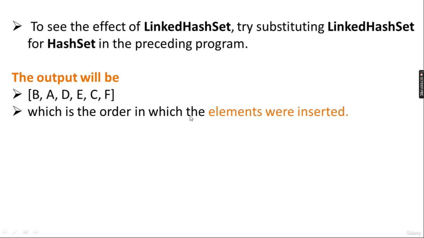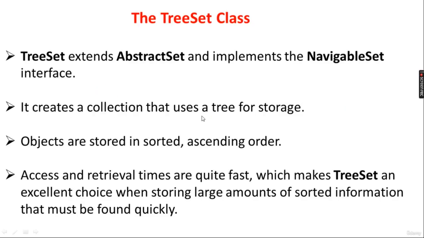Which is the order in which the elements were inserted. Then, for sorted order, we will see the TreeSet class. TreeSet extends AbstractSet and implements the NavigableSet interface. It creates a collection that uses a tree for the storage. Objects are stored and sorted in ascending order.